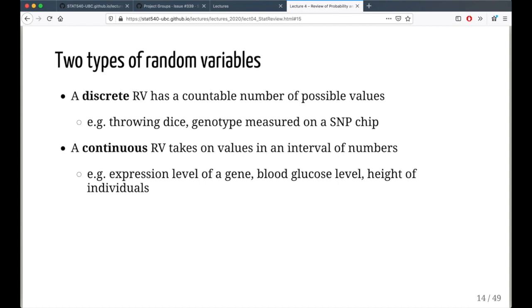So in contrast, a continuous random variable is one that takes on an interval of numbers, takes on values in an interval. So these may have any possible value within any sort of interval. So examples are expression levels of a gene, blood glucose level, or height of individuals. So there's nothing that constrains these to be in these discrete bins.